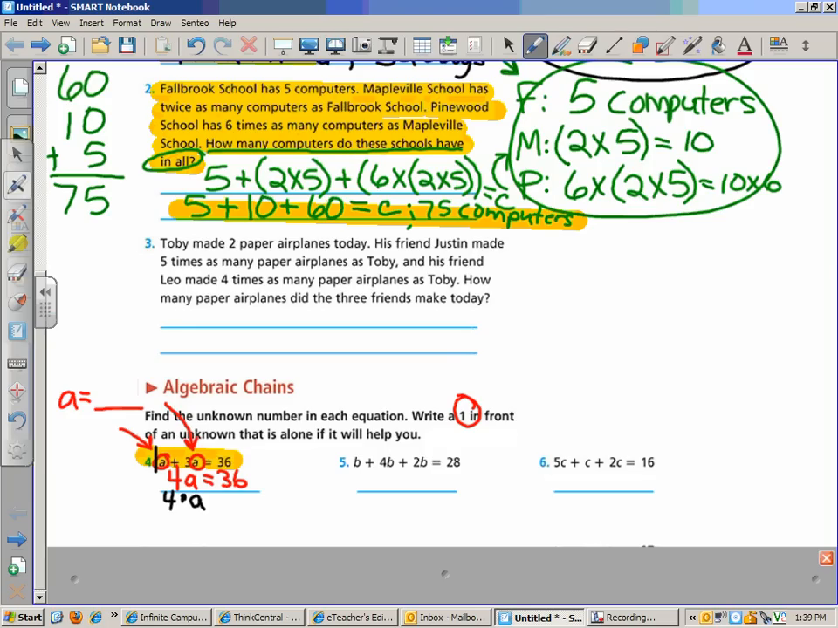All these signs, remember, we don't cry, we just multiply, and that equals 36. So what we say in our head is 4 times what number gives us 36. Okay, 4 times what is 36? I know that 4 times 9 is 36, so A equals 9.